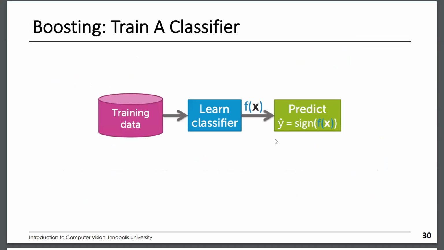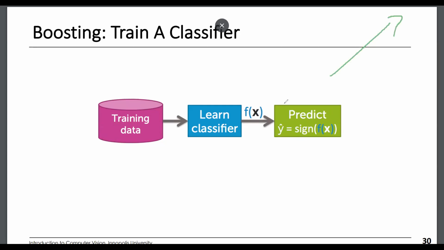So the training of boosting is pretty simple. We take the training data, we learn a classifier, and then the prediction is basically the sign of this classification. If it's positive, then it's a positive prediction. If it's negative, then it's a negative prediction. Pretty simple.